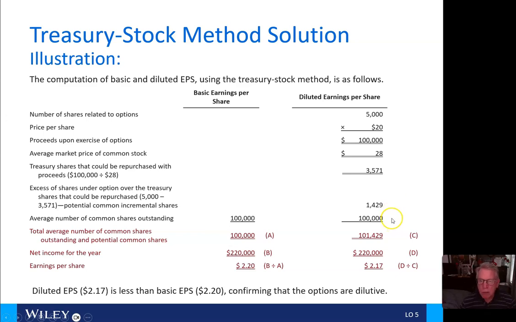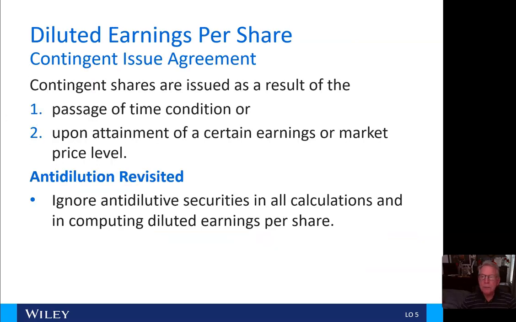So for the average number of common shares outstanding, we add that 1,429 to 100,000. We get 101,429. Divide that into the same $220,000, and we get $2.17 as the fully diluted earnings per share. And of course, it's less than the basic earnings per share, confirming that the options are in fact dilutive.